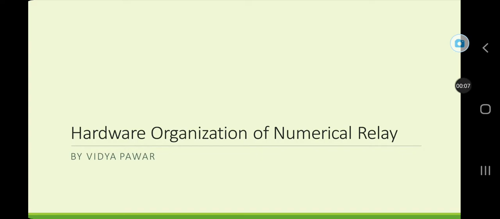Today, in this video, I will explain the topic of hardware organization of numerical relay. Numerical relays have inbuilt computing devices and digital techniques. They are used to acquire data regarding current and voltage derived from power systems through current transformer and potential transformer. These are called analog inputs, which, when processed, arrive at the decision for trip or non-trip of the associated circuit breaker.